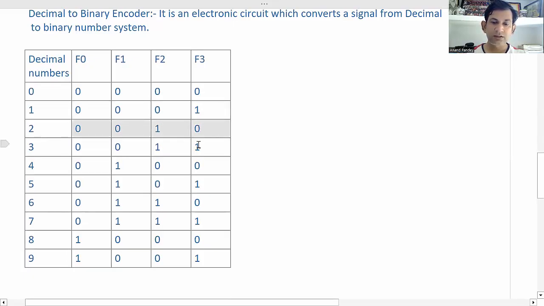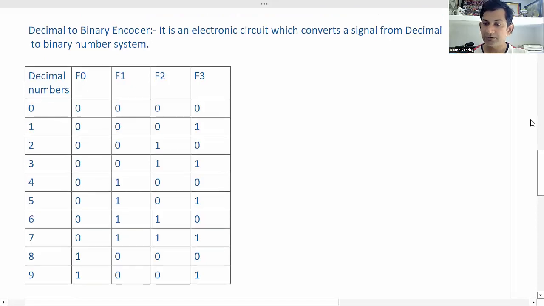2, then 3, 4, 5, 6, 7, 8, 9, 10. These are the binary codes. Okay. Why I have taken 4 bits, I'm going to tell you. So this is the truth table, and through this we can draw the circuit.